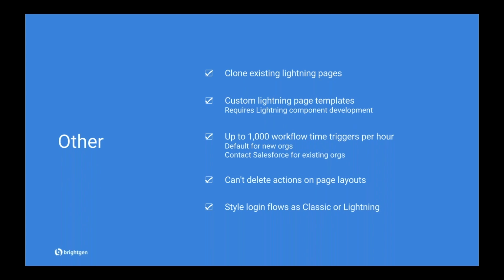You can now queue up to 1,000 workflow time triggers per hour. This is if you've got time-based workflow, which basically says I'm going to send this email out this many days after, or this many hours after this particular field. You can now have up to 1,000 of those queued per hour. If you exceed 1,000, they'll just go on to the next hour. By default, this is enabled on new orgs, but if you're an existing org, you'll have to contact Salesforce and ask them to change that limit for you.